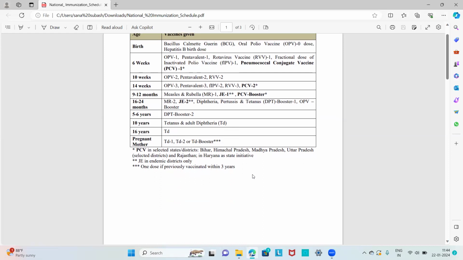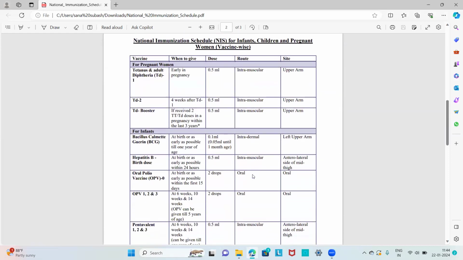So that is all about the national immunization schedule. This is the table showing different vaccines and their route, dose, schedule, and site. By this we can answer most of our 1 mark answers also.